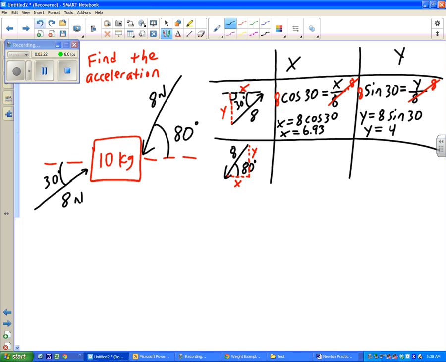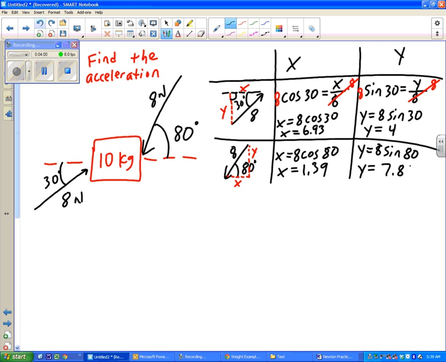We're going to do the same thing for the second vector, the second force. I'm going to write it a little bit briefly and skip some steps. I'm going to say x equals 8 cosine 80. So I'm just skipping the fraction form and multiplying it right away. And 8 cosine 80 equals 1.39. And the y part will be y equals 8 sine 80. And so throwing that in my calculator, I get 7.88.